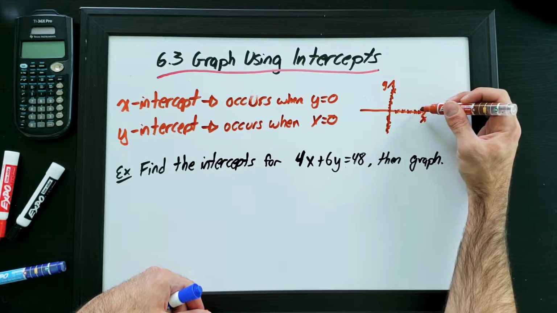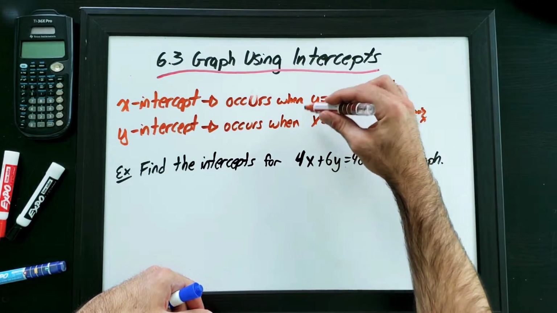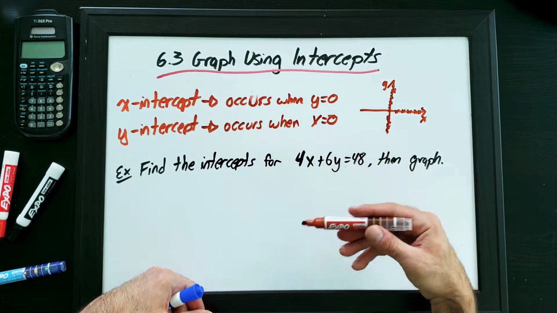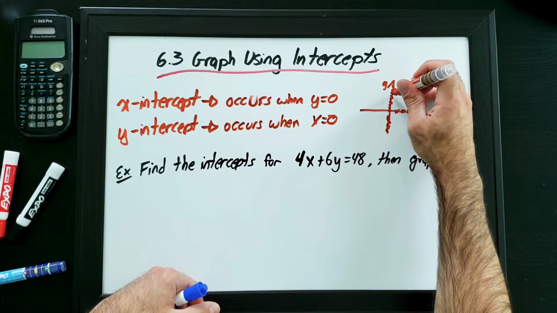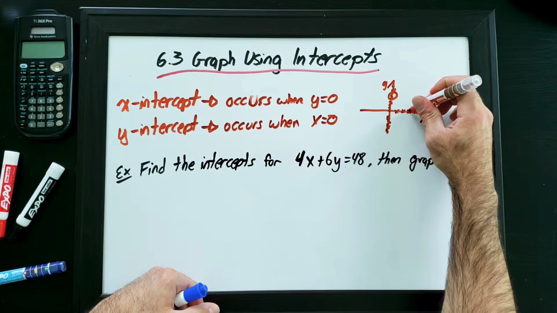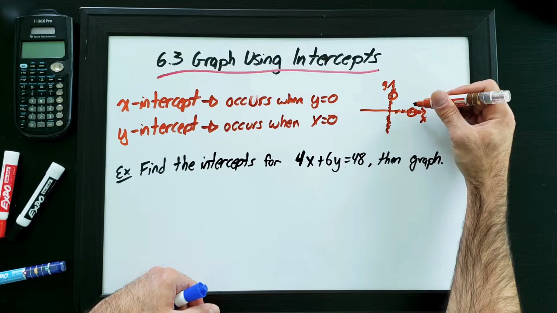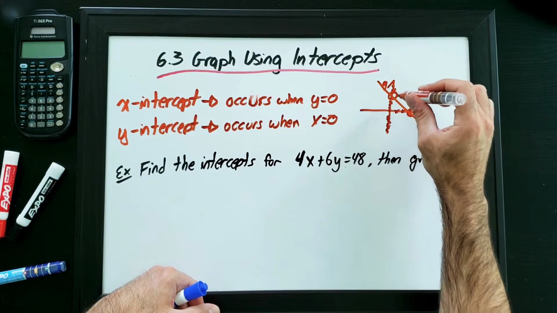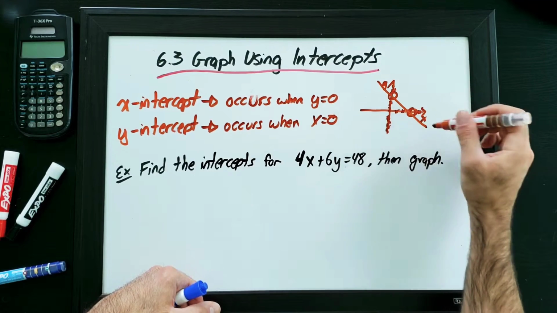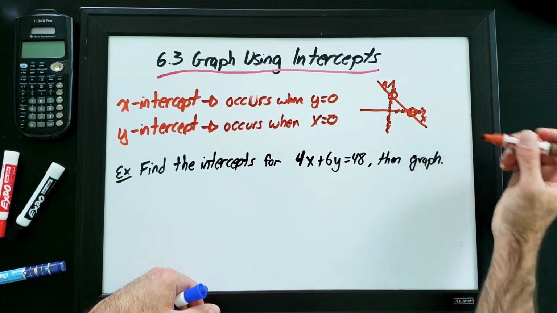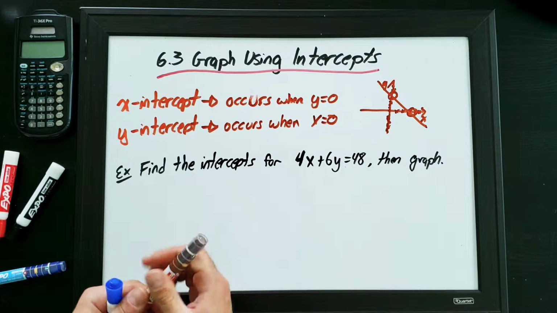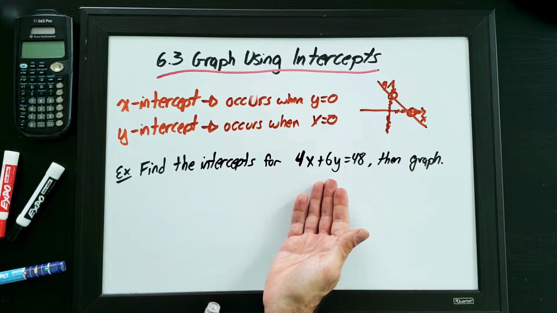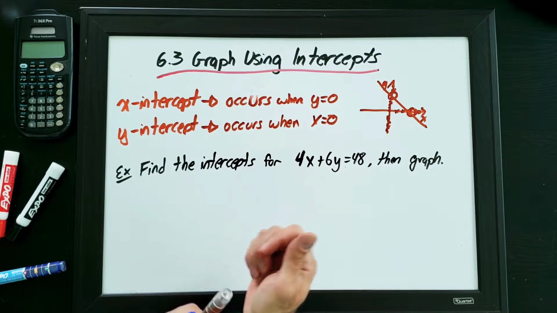this line. Okay, so we use this knowledge of y equals 0, x equals 0 to figure out intercepts, because if we have a point here and here, all we need is 2 points to graph a line. Done. So sometimes if we can find the intercepts easily, we will, just so we can graph easily. Okay, so first we're going to find the intercepts for this equation right here, 4x plus 6y equals 48, and then we're going to graph it.